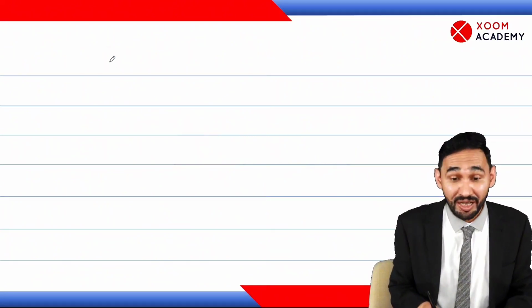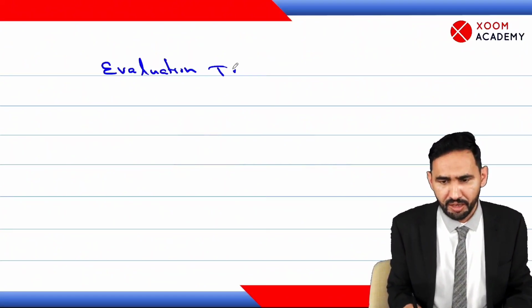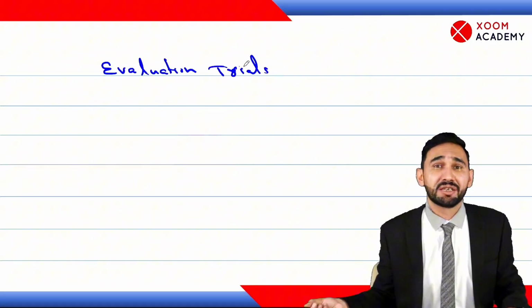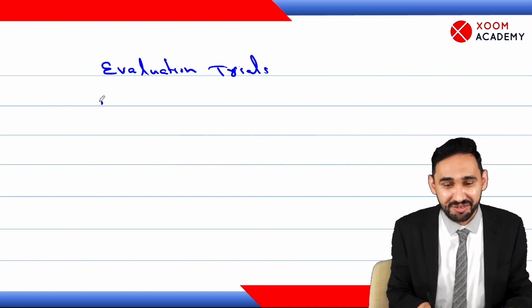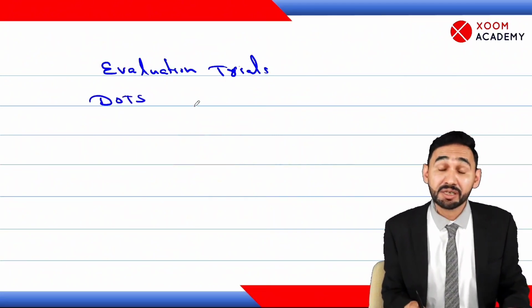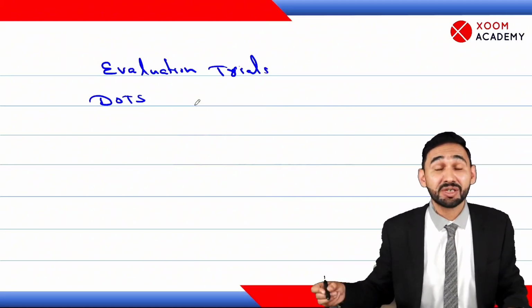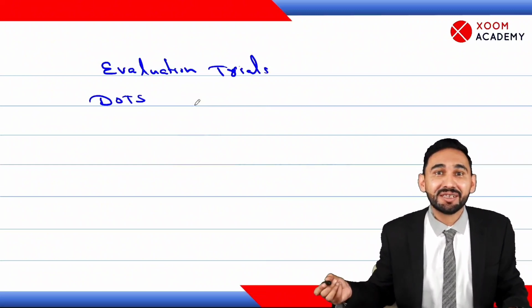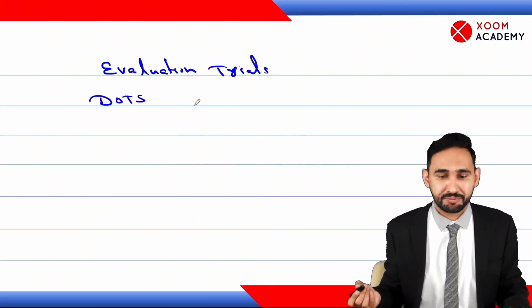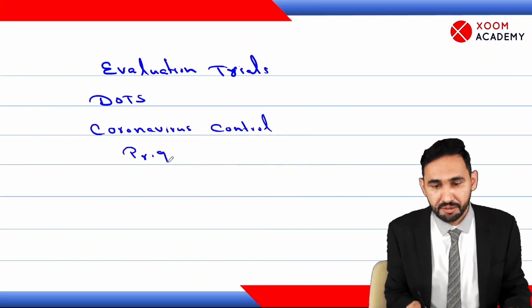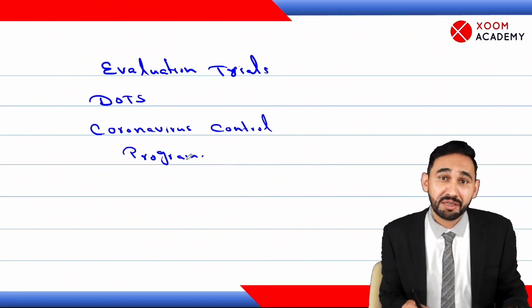And there are evaluation trials. Why are evaluation trials done? These trials are done after certain planning, to see whether our plan was successful or not. Like we have implemented DOTS to control tuberculosis. After implementation of DOTS, we will do a randomized controlled trial and assess whether this technique is successful or not. Our coronavirus control program. We have implemented a program to control coronavirus. In that, we'll see whether our program was successful or not.